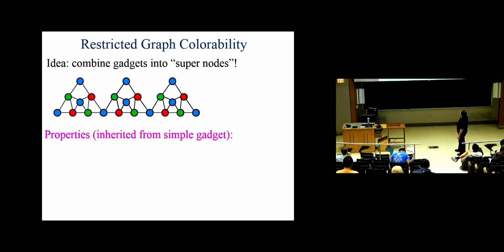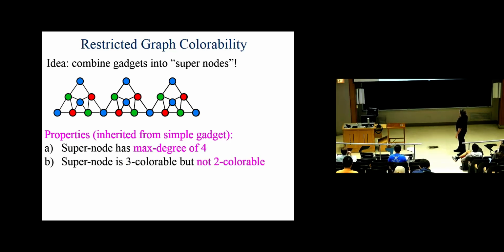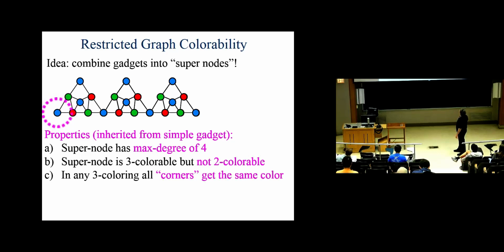These colors propagate. So these properties are inherited from the single copy of the gadget to multiple copies of the gadget. So again, it has max degree 4. It's 3 colorable but not 2 colorable, and in any 3 coloring, all corners get the same color. So whatever 3 coloring you induce on this super gadget, it's multiple copies of the regular gadget, all these circle nodes must get the same color. In fact, they must get the same color as these nodes also, the middle nodes of all 3 and the connecting nodes. But let's not worry about those. I want to focus on the corner nodes that have degree 2. You'll see why in a minute. Okay.